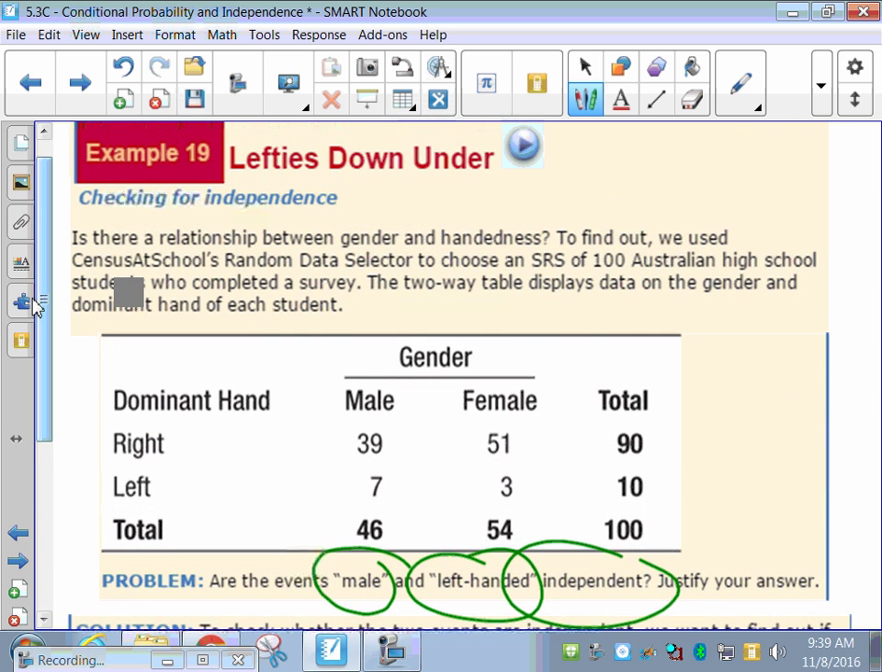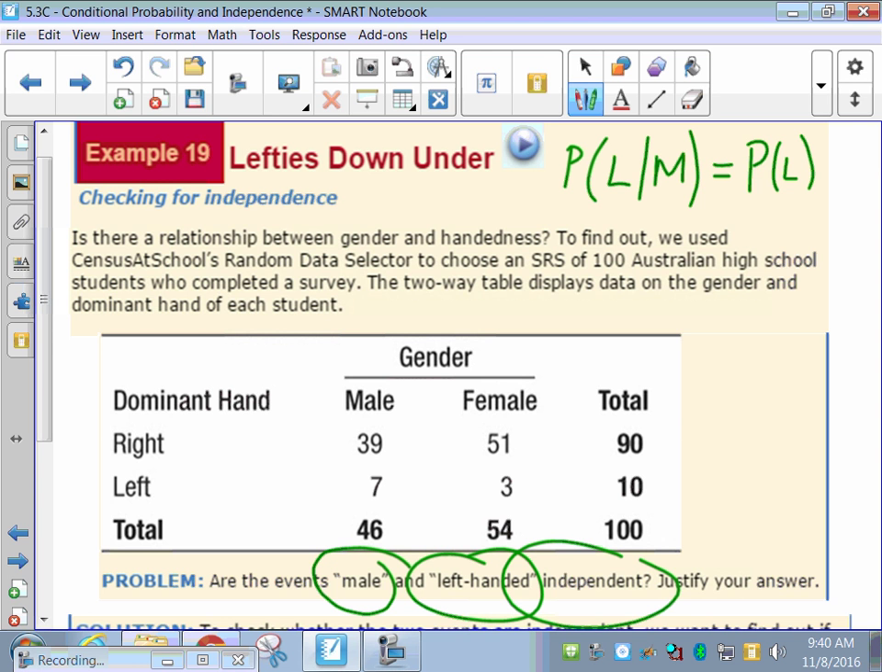Male and left-handed independent. So we'll say probability of, oh wait, we want to know if they're left-handed given that they're male. So let's do it this way. Probability of left-handed given that they are male, is that equal to the probability of just being left-handed? So that's the formula for independence. So basically, it doesn't matter if they're male or not.